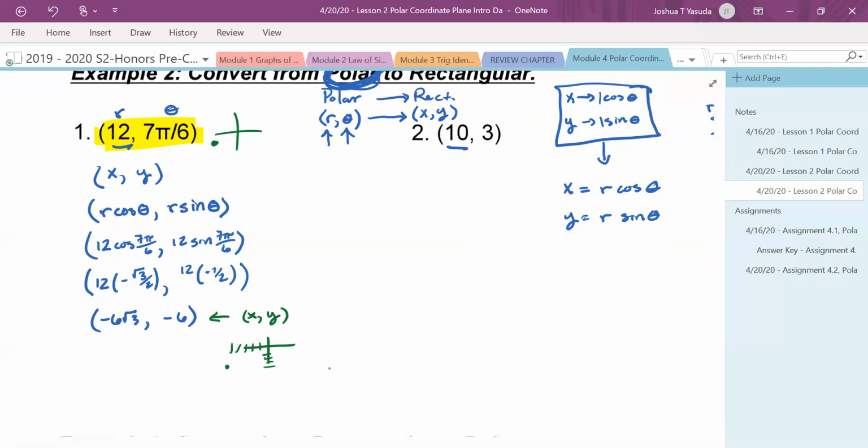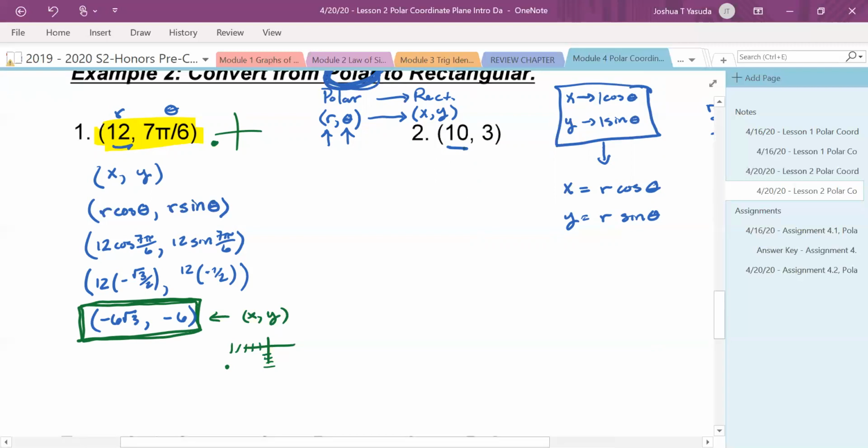And so they line up. They should still be in the same spot, right? Just because you're converting this now into rectangular doesn't mean it should be graphing a different point. It should be graphing the same point. It's just in a different form, okay?